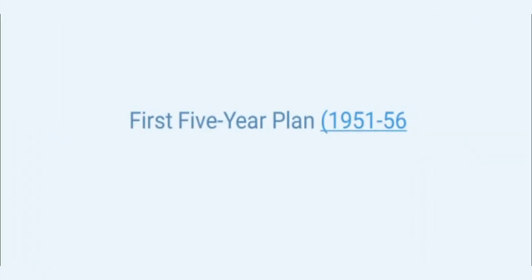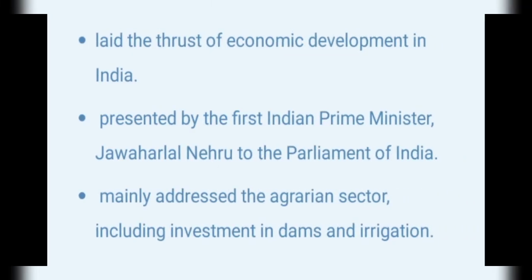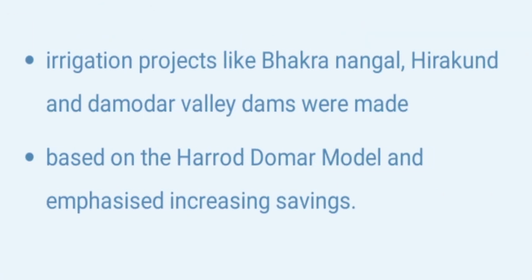First 5-year plan, 1951 to 1956, laid the thrust of economic development in India, presented by first Indian Prime Minister Jawaharlal Nehru to the Parliament of India. It mainly addressed the agricultural sector, including investment in dams and irrigation. Irrigation projects like Bhakra Nangal Dam, Hirakud Dam, and Damodar Valley dams were made based on the Harrod-Domar model and emphasized increasing savings.